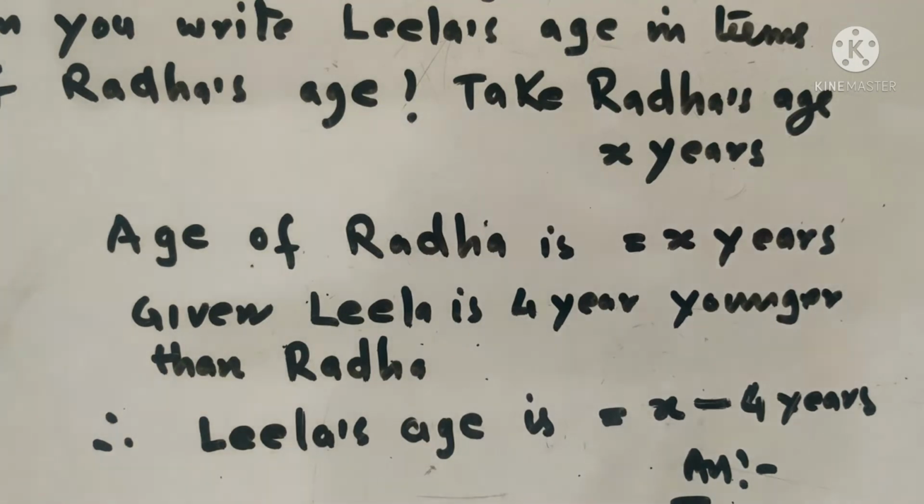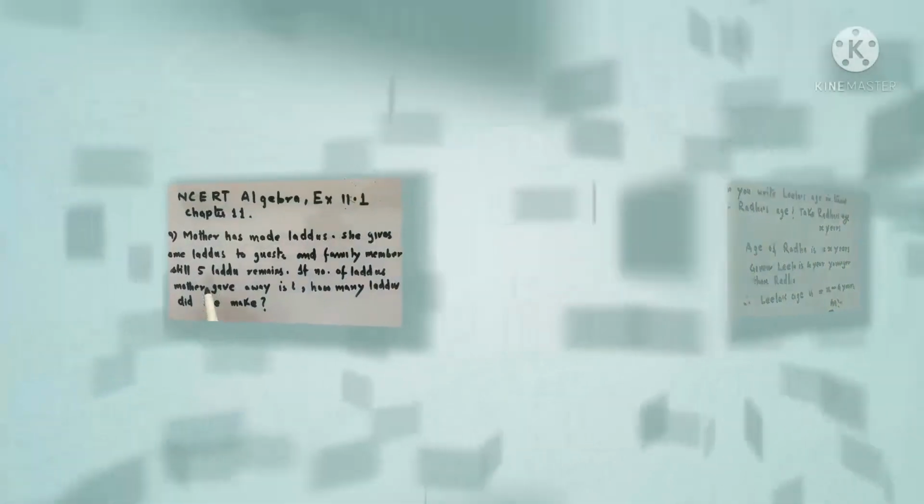Leela's age is x minus 4 years. It means it is 4 years less than Radha. Radha's age is x years, and Leela is 4 years younger. Therefore Leela's present age will be x minus 4 years.